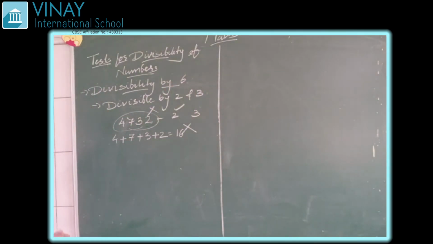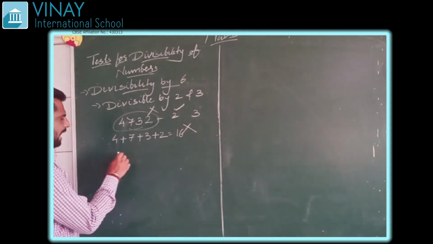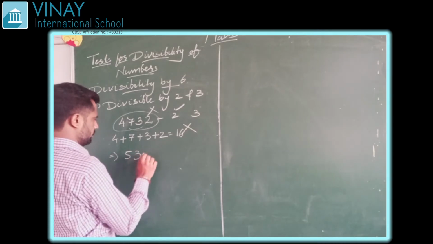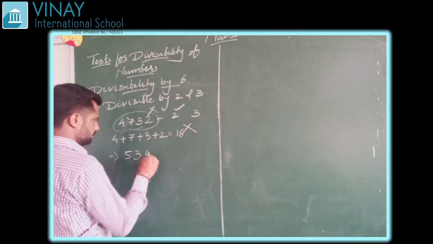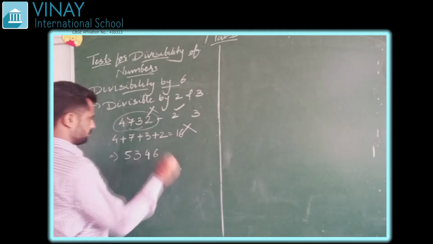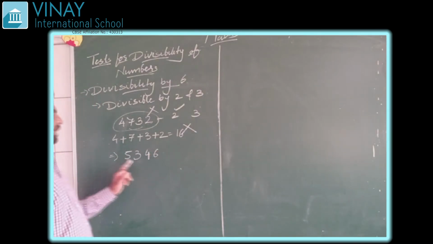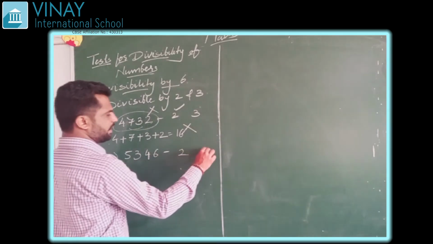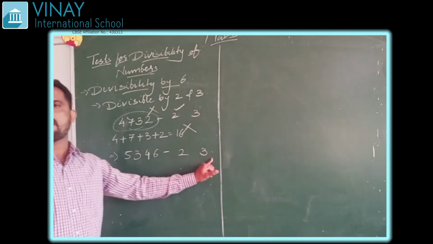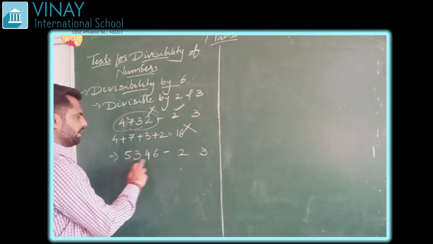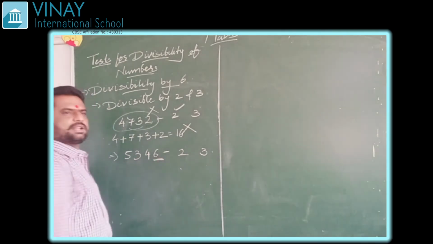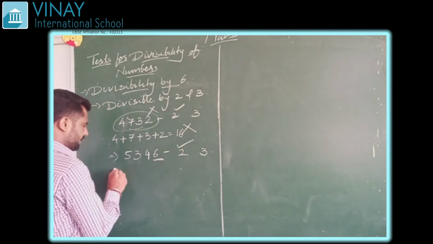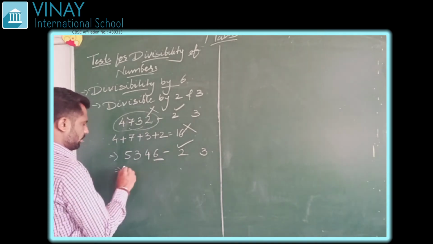Now let us check another number, that is 5346. Now we need to check whether it is divisible by both 2 and 3. In 5346, the last digit is 6. It means it is divisible by 2. Now check whether it is divisible by 3 also or not.